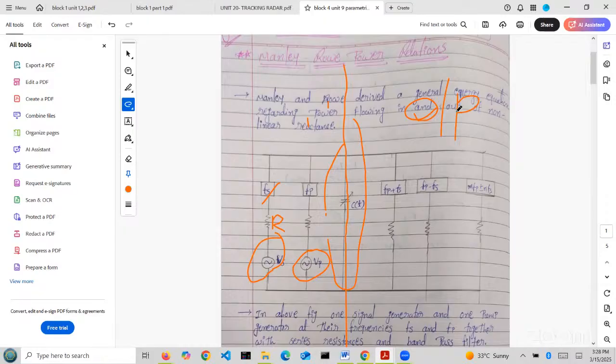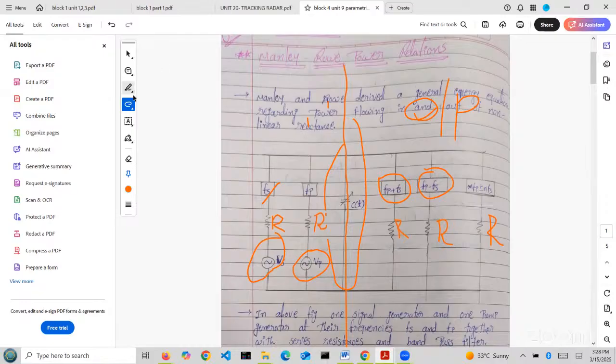Across the input, what do we have? Two signal generators, one is Vs, another one is Vp. Next, two resistors, R and R. Next, two frequencies, one frequency is Fs, another frequency is Fp. This is applied to the capacitor CT. Then we are getting two outputs, Fp plus Fs, the sum of the frequencies, and Fp minus Fs, the difference of the frequencies. I am getting two frequencies with two resistors R and R.